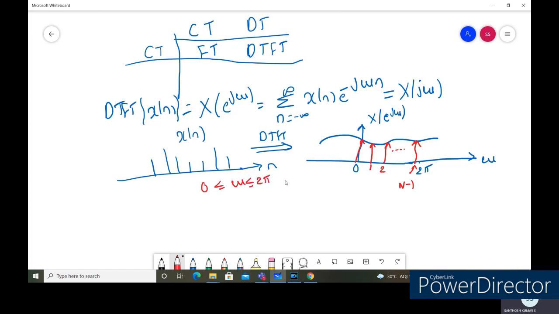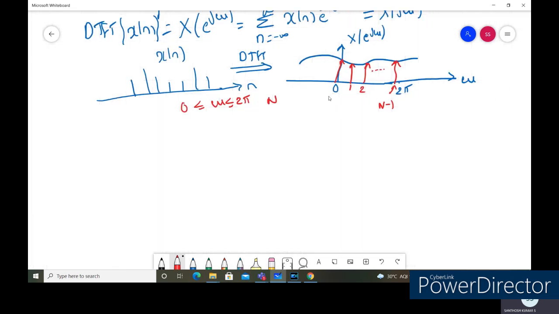Since the period is 0 to 2 pi and we take N number of samples, the spacing between each individual sample we are going to call delta omega. So delta omega will be equal to 2 pi divided by N, since we are considering N samples here.